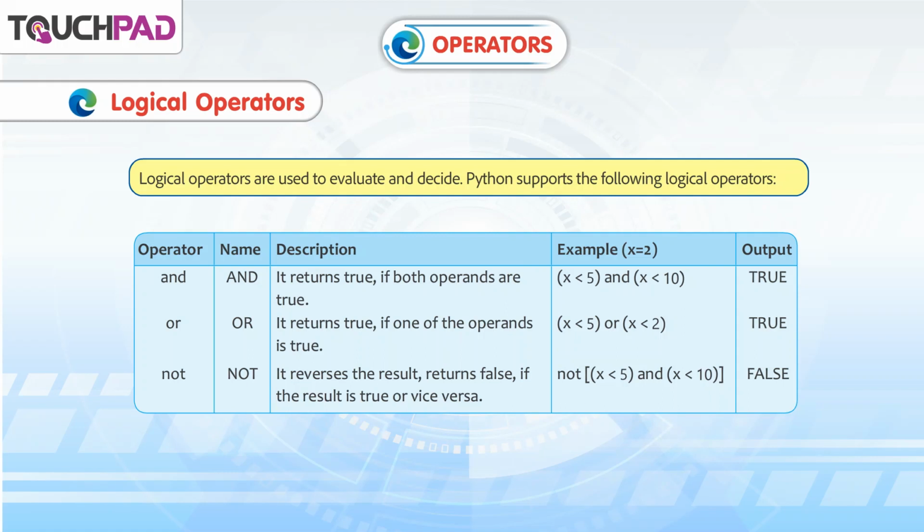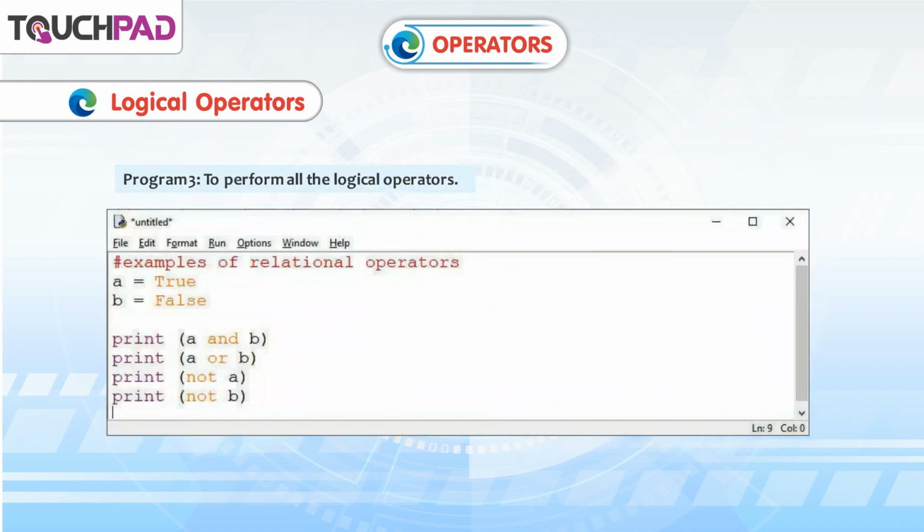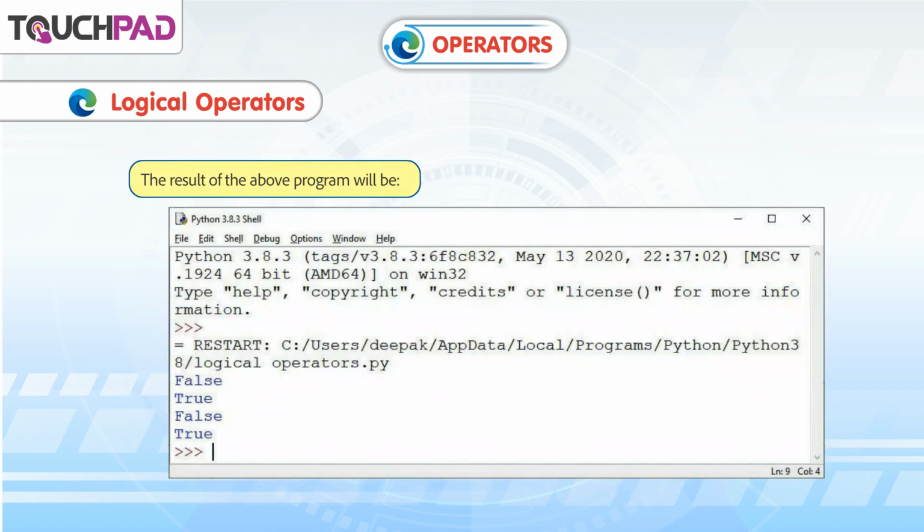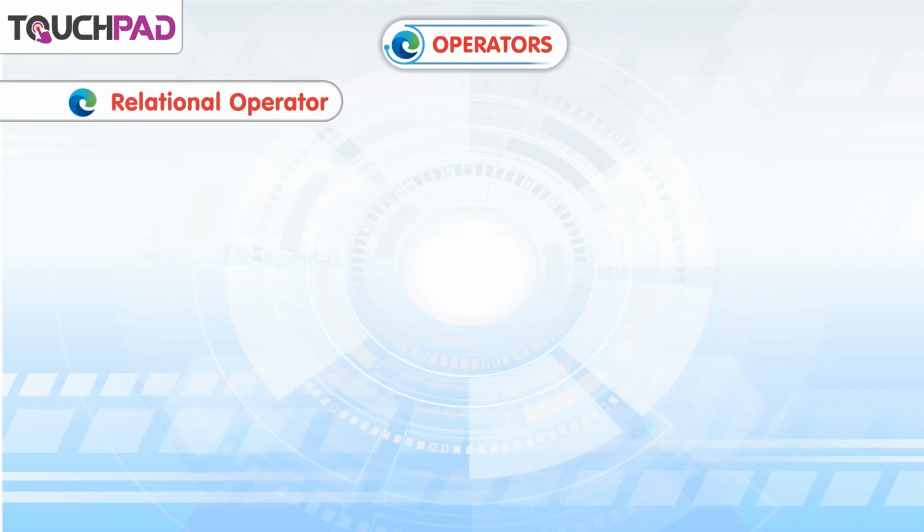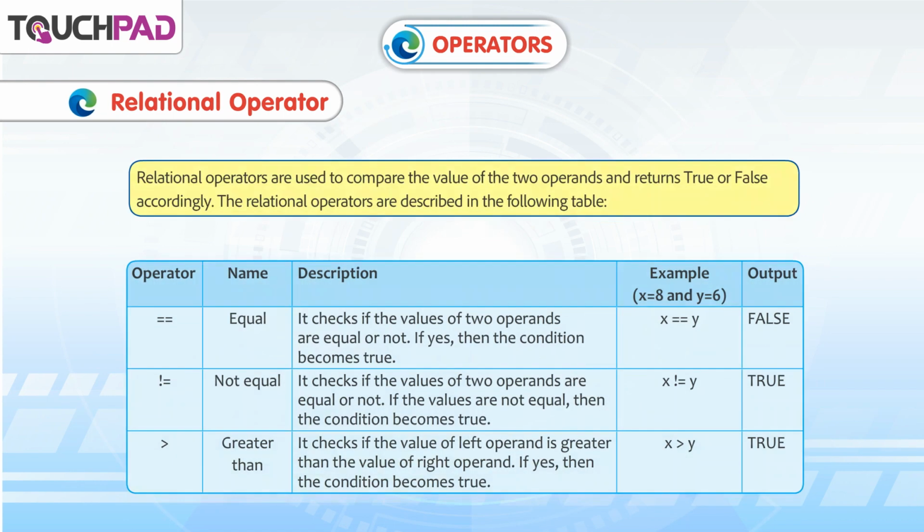Not. It reverses the result. Returns false if the result is true or vice versa. Not, in square brackets, x is less than 5 and x is less than 10. The output would be false. Program 3. To perform all the logical operators. The result of the above program will be relational operator.